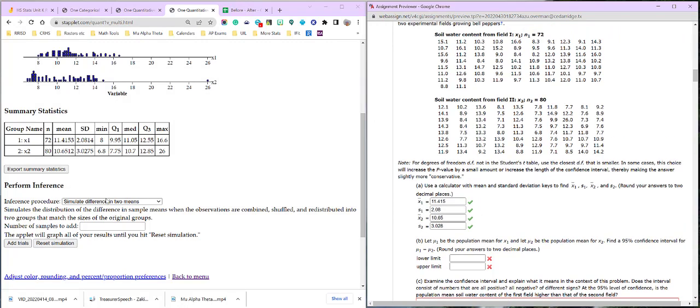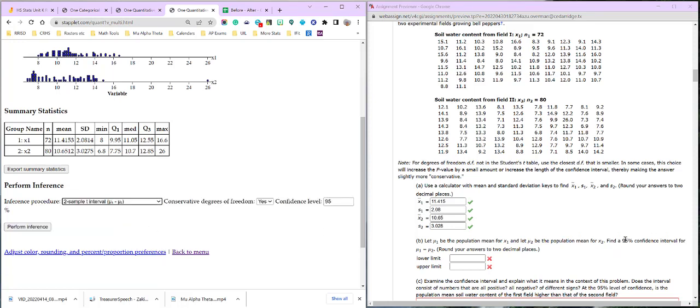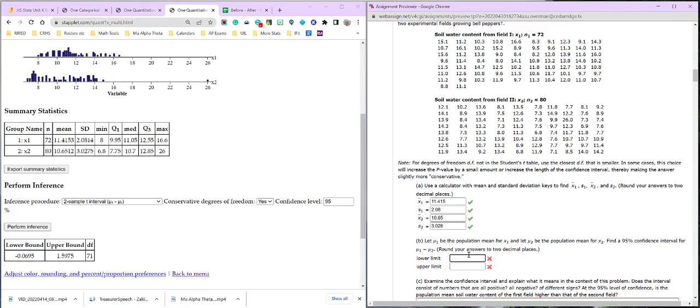And we come down here for inference, and we're doing an interval. How do I know? Because they're looking for a lower limit and an upper limit. You look here, double check your confidence level. It is 95%, and always pick conservative degrees of freedom. It's probably going to default to no, so you probably need to make sure you change that to a yes. Perform inference, and I got negative, let's see, how many decimal places do they want?